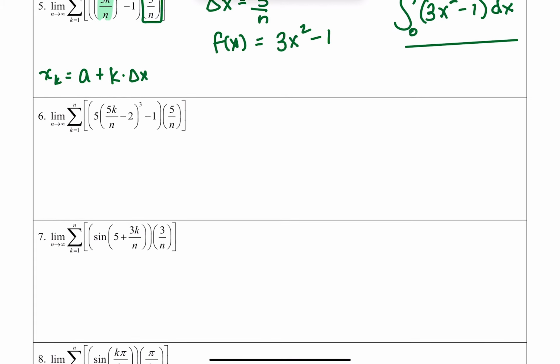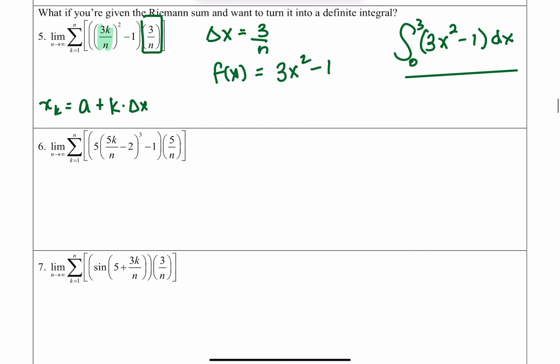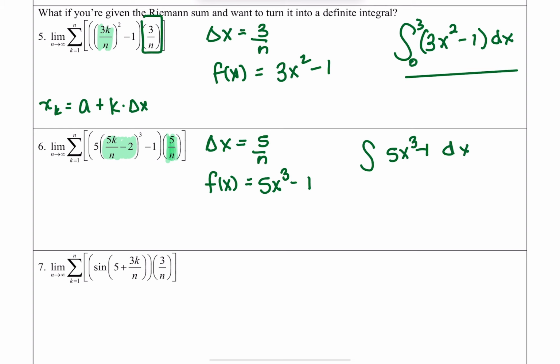All right, we have number 6. We're going to do the same thing here. So I'm going to find delta x. That's going to be the easiest. That's going to be 5 over n. I'm going to look at f of x, aka what substitution's happening. So with number 6 here, I have this substitution that's going on, so I know that f of x is going to be 5x cubed minus 1. So now I have my integral from something to something, but I know that it has to be a difference of 5, and then 5x cubed minus 1 dx.